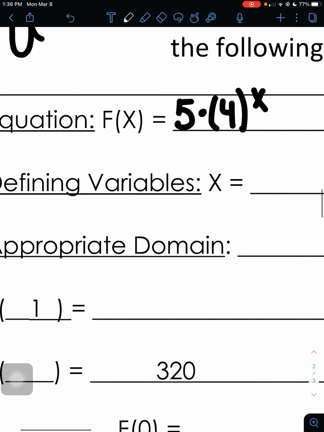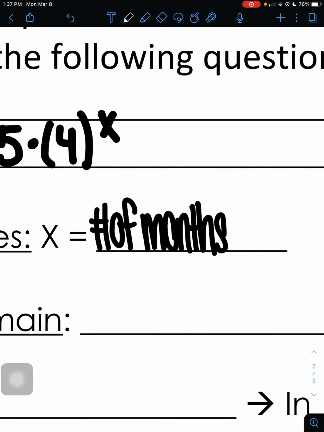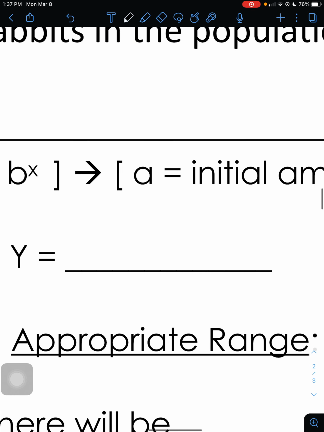So let's go ahead and define our variables. What does x represent? The number of months. And that's kind of typical for x to represent time, something according to time. And then what does y represent? So what is increasing or decreasing each month? What's changing each month? The rabbit population, the number of rabbits we have. So that's y, the number of rabbits we got.